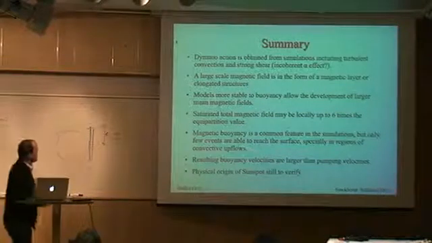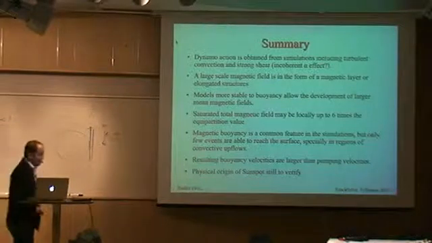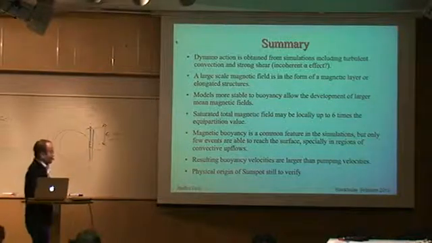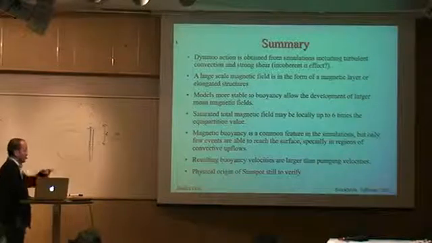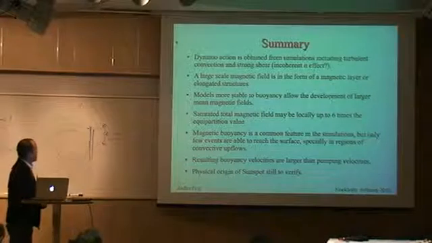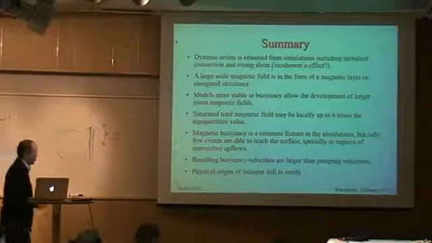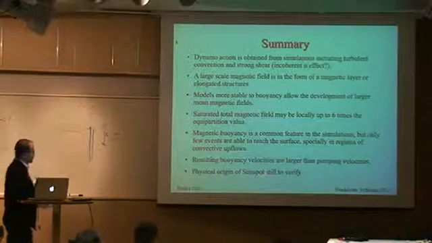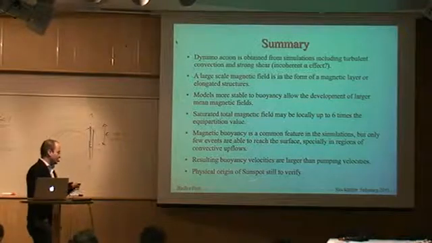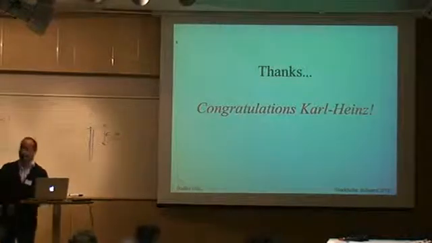Magnetic buoyancy is very common, but when the tubes or these structures rise, they expand and they usually break. The resulting buoyancy velocities are larger than the pumping velocities. In this case, the buoyancy is winning. But it's quite difficult to extrapolate this situation to the sun, so the physical origin of sunspots is still to be verified. Okay, thank you very much, and my congratulations to Karl-Heinz.